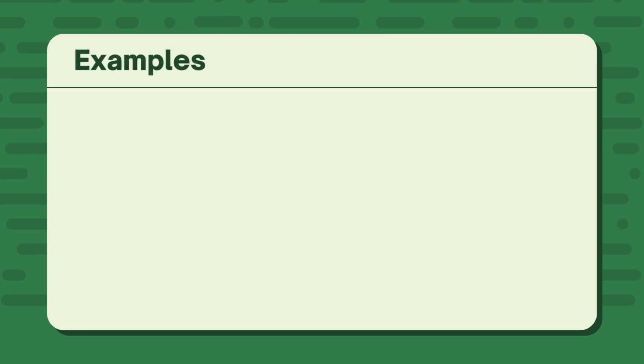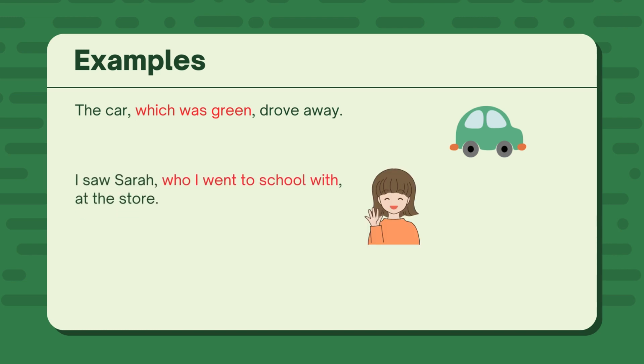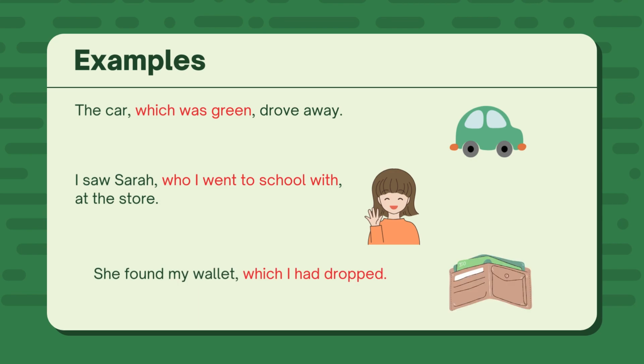Here are some non-restrictive relative clauses in sentences. The car, which was green, drove away. I saw Sarah, who I went to school with, at the store. She found my wallet, which I had dropped. We can still say all of these sentences without their relative clauses, and they will make sense. Here's what that would sound like.